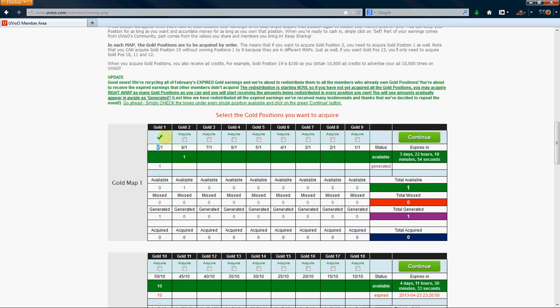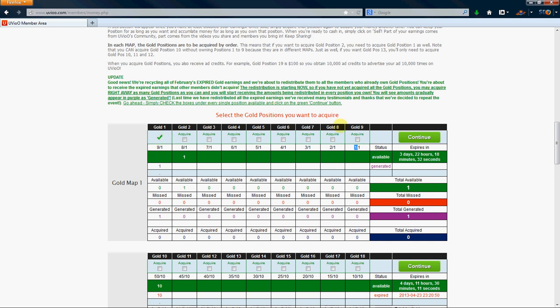And then as you acquire these gold positions, it gets less as you come down. It goes to $8, so it's 8 to 1, 7 to 1, 6 to 1, all the way down to 1 to 1. When you get to this particular Gold 9 position, you pay $1, you make $1 for each time it's sold. But the way you have to do this, you do have to work your way down the list.